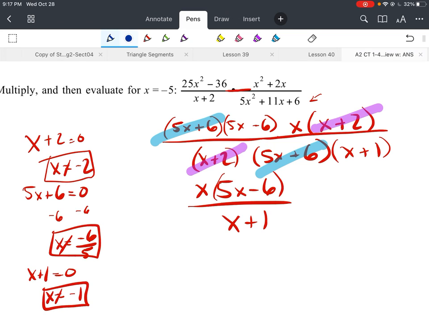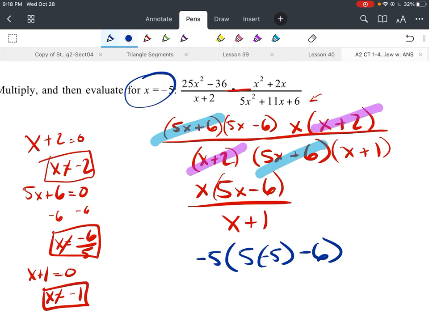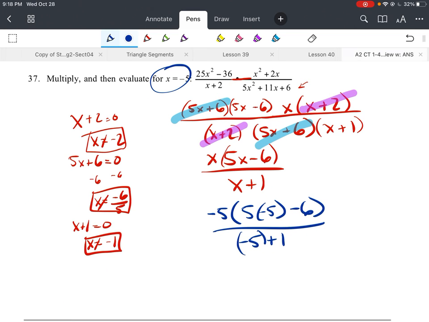Now it tells us to evaluate for 5. So don't get all excited that you're done. You still got to plug in that negative 5. So let's do negative 5, parentheses, 5 times negative 5 minus 6 all over negative 5 plus 1. Okay, use parentheses when you're subbing in for an x.